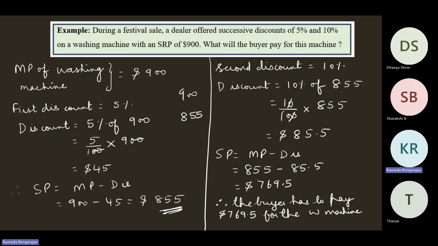Take the mark price, find 5%. The mark price is 900. Find 5% of 900 and subtract 900.